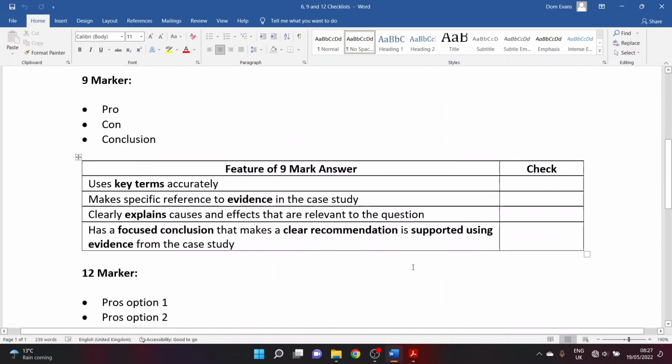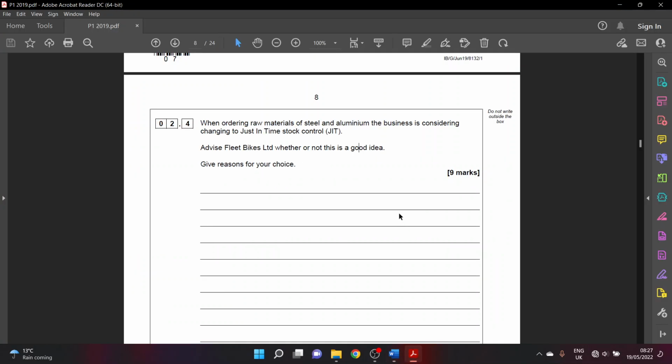Now, I recommend that students take a balanced approach. They do a paragraph looking at a pro, or the benefits of doing it, a con, really well explained, or the disadvantages of doing it, and then a focused conclusion. So I use this little checklist. You use key terms accurately. You have to use the case study. If you do the best answer in the world about the pros and cons of just-in-time and whether or not a business should do it, but it's not relevant to Fleet Bikes in the case study that you've read, you're going to get 3 marks maximum. So you have to use the case study.